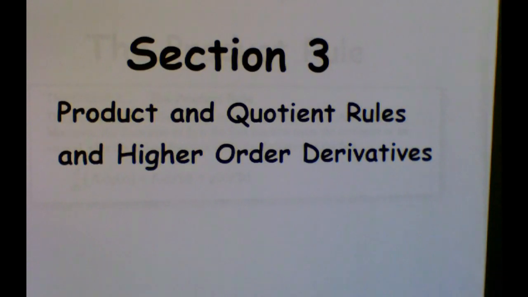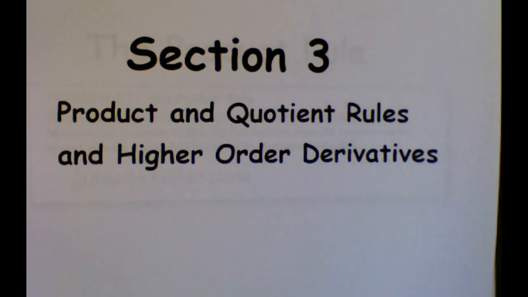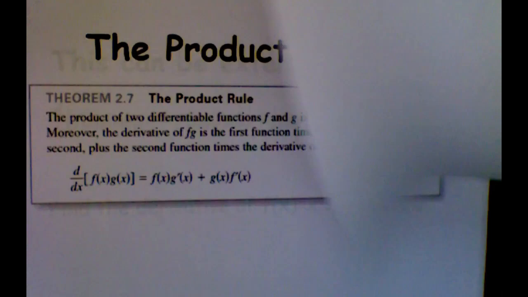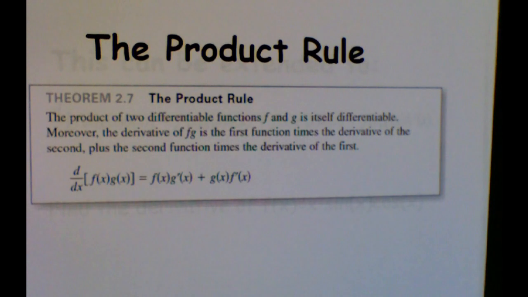Alright, this is Chapter 2, Section 3, Product and Quotient Rules and Higher Order Derivatives. So we're going to start off with the product rule. The product of two differentiable functions, f and g, is itself differentiable. Moreover, the derivative of f times g is the first function times the derivative of the second, plus the second function times the derivative of the first.